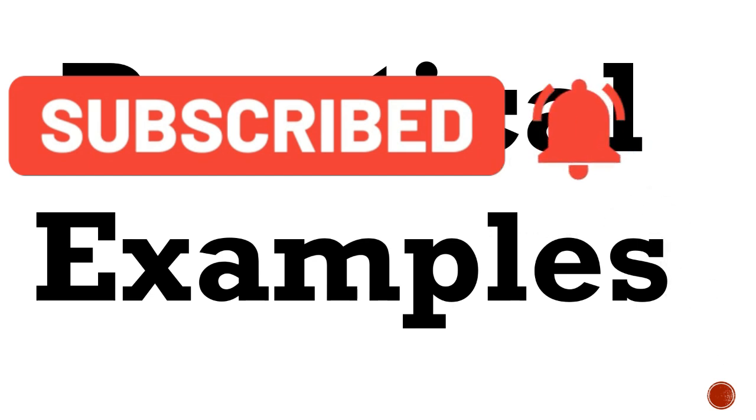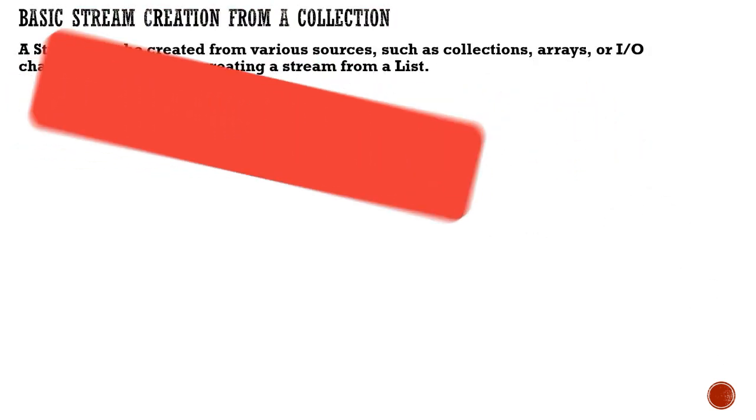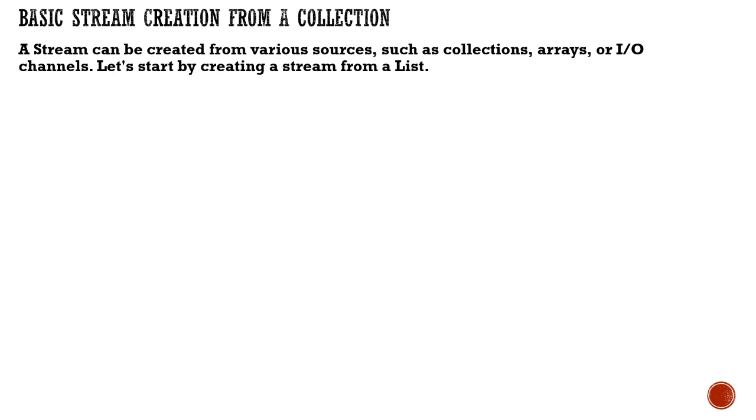We'll look into them one by one. First, we'll look into the basic creation of streams from collections. The input would be a collection or an array, and we'll convert it to a stream. A stream can be created from various sources: you can give a collection, an array, or input/output channels. So we'll create those. Let's jump into the code.